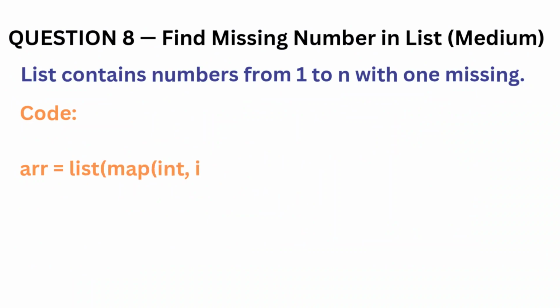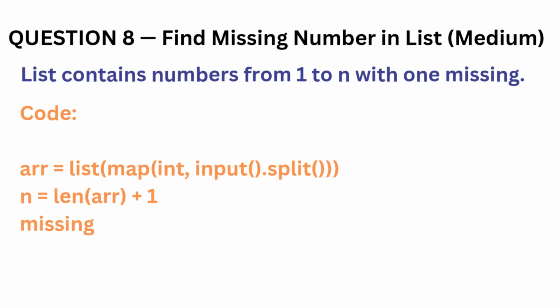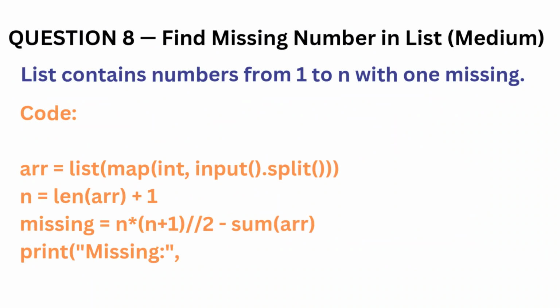arr = list(map(int, input().split())) and n = length of arr plus 1, missing = n * (n + 1) / 2 minus sum of arr. That means it will print the missing number.